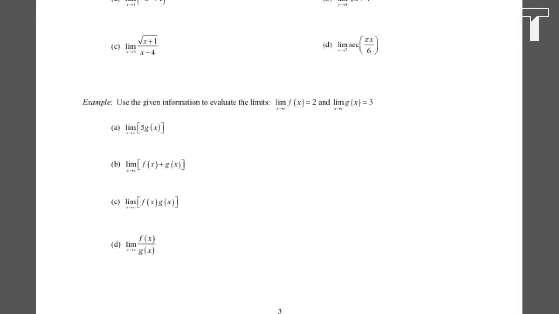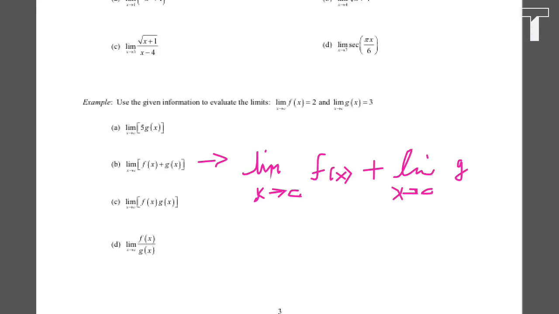Also, if we talk about functions or expressions, the algebra that we would expect to work still works when we're taking a limit. So, for example here, the limit as x approaches c of f of x plus g of x is going to be equal to the limit as x approaches c of f of x plus the limit as x approaches c of g of x. And I know I've been told the limit as x approaches c of f of x is 2 plus the limit as x approaches c of g of x is 3. My answer here would be 5.